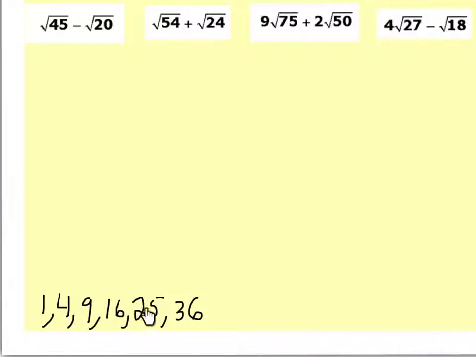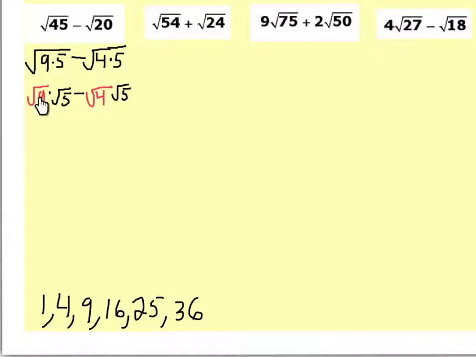So, here are my perfect squares. Can any of these divide 45? And the answer is yes. 9 can divide 45. And can any of these divide 20? And the answer is yes. 4. So, I'm going to rewrite this. I rewrote 45 as 9 times 5. And I rewrote 20 as 4 times 5. Now, I'm going to give each one of these radicands their own radical. Okay, so I gave them their own radical, and now I'm going to simplify the square root of 9 and say 3.